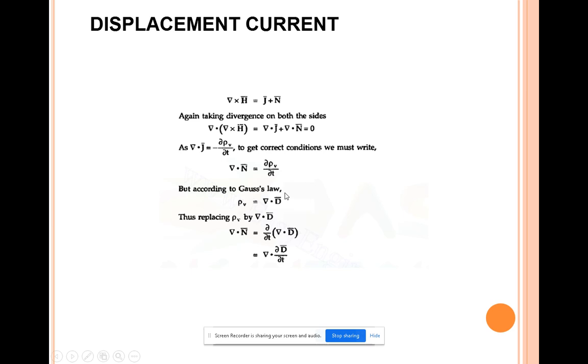Okay. So according to your Gauss law, what is Gauss law? Del dot D vector equal to rho V. Okay, this is Gauss law. So here we are going to replace the rho V by del dot D vector. Okay, so just you replace the rho V by del dot D vector in the next step. Okay, so what are you going to do here? This notation is going to change, that is del dot inside, and this side dou by dou T with the D vector. Okay, just changing the notation.